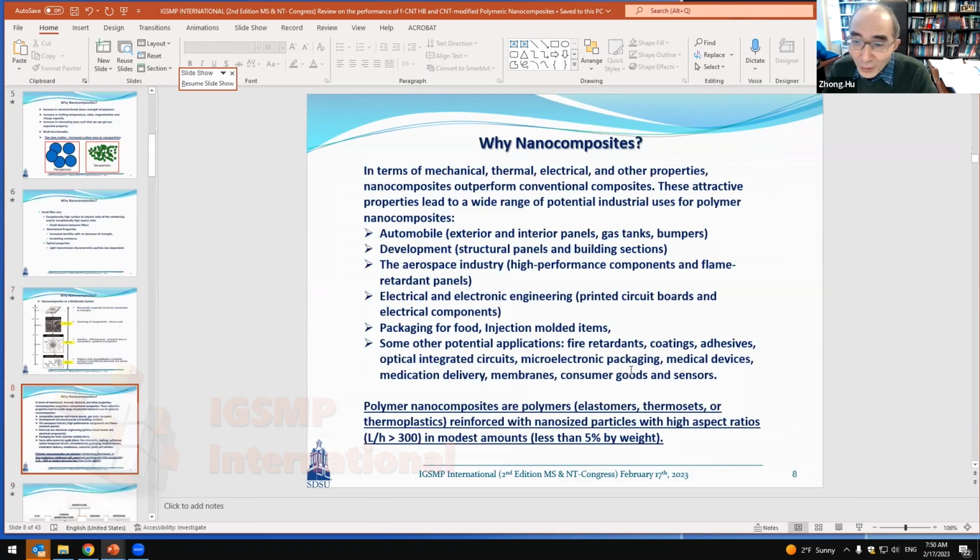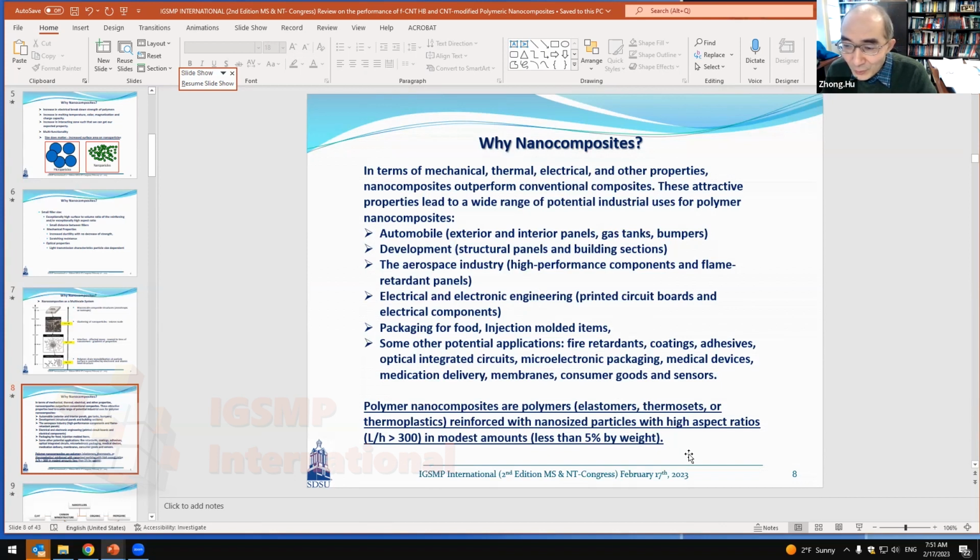And there are a lot of applications for the nanocomposite in terms of its exceptional mechanical, thermal, electrical, or other properties. I'm not going to list them all, but for example, you can use it for automobile exterior and interior panels, and also structure panels, the building sector, especially aerospace, industrial, electrical devices, packaging for food, a lot of applications.